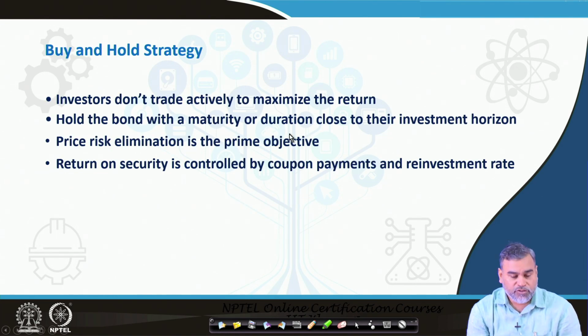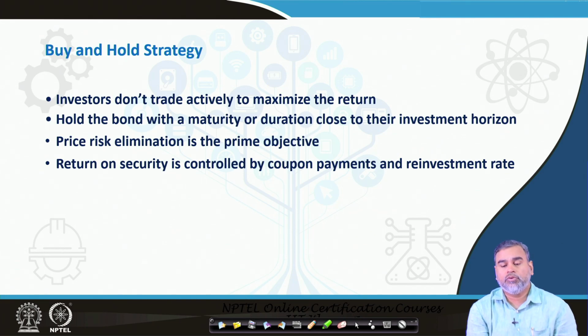The first and foremost passive strategy which any investor, including commercial banks, uses is the buy and hold strategy. So, what do we mean by the buy and hold strategy? Here the investors do not trade actively to maximize the return. They hold the bond with a maturity or a duration close to their investment horizon.